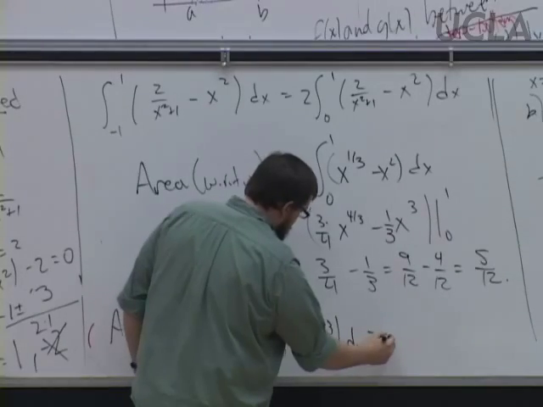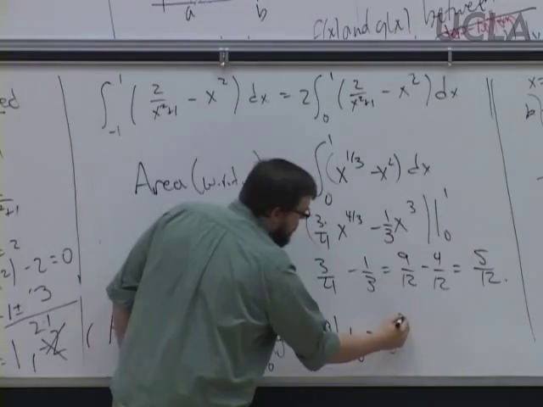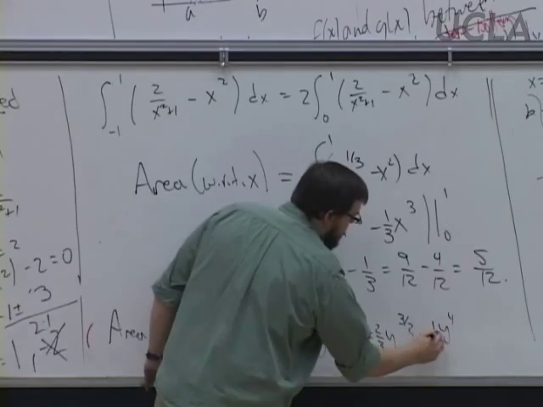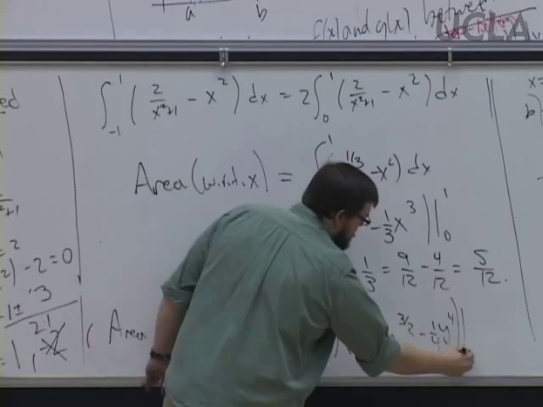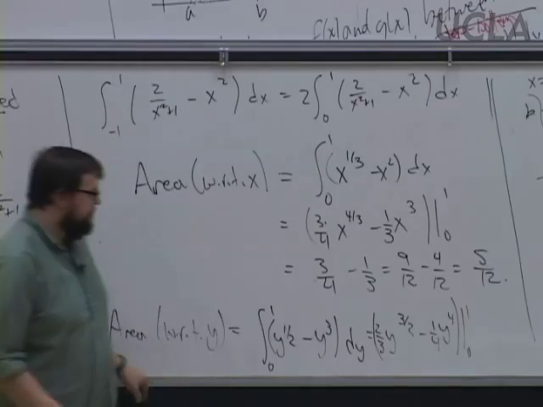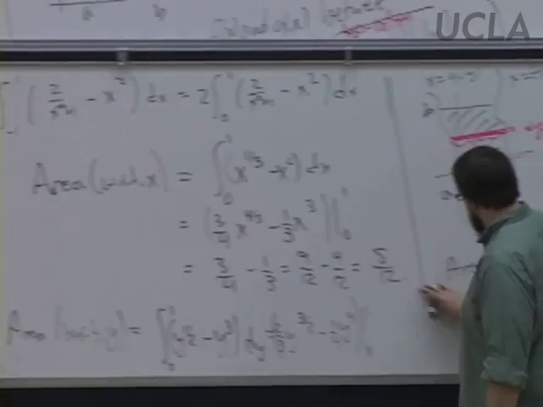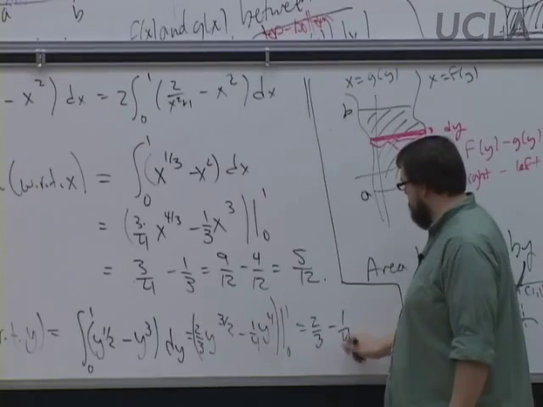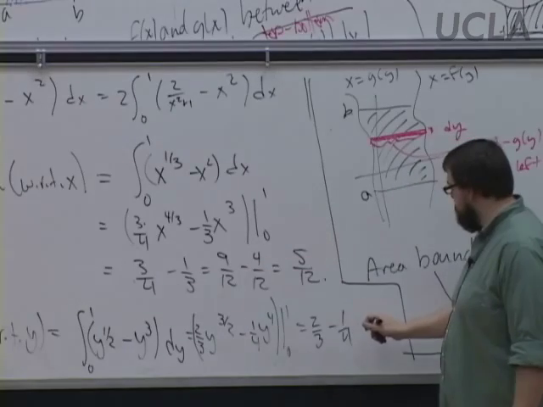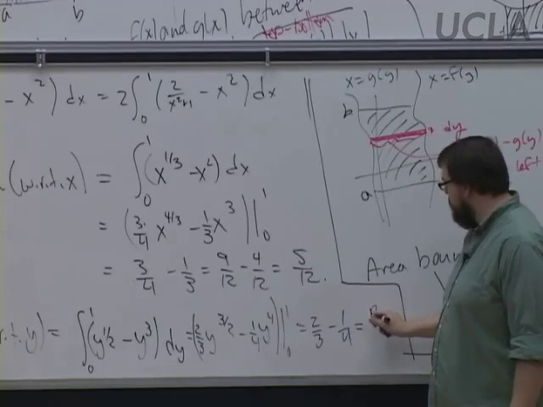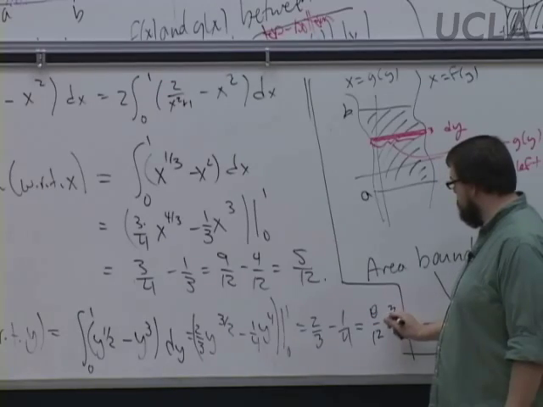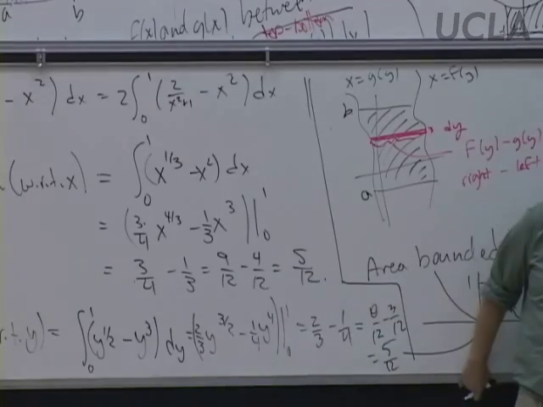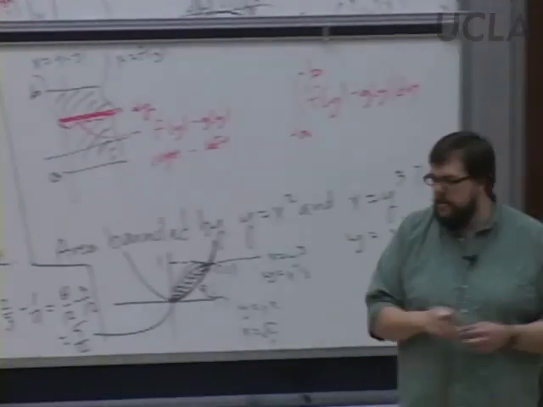Okay, so this is y to the 3/2 times 2/3 minus y to the 4th times a 4th. Evaluate from 0 to 1. So that's 2/3 minus a 4th. Now, not quite that, but let's see, maybe when we simplify. So that's 8/12 minus 3/12. Aha! We got the same answer, which is good, because we were computing the same area. So if we compute the same area using two different integrals, of course, then we should get the same answer.